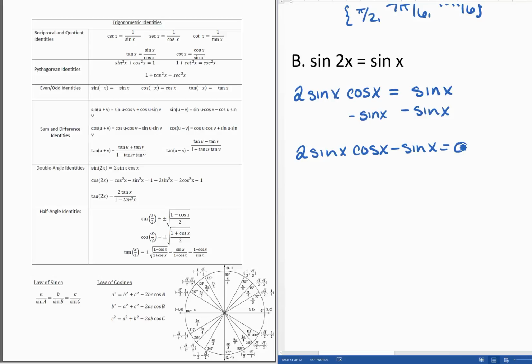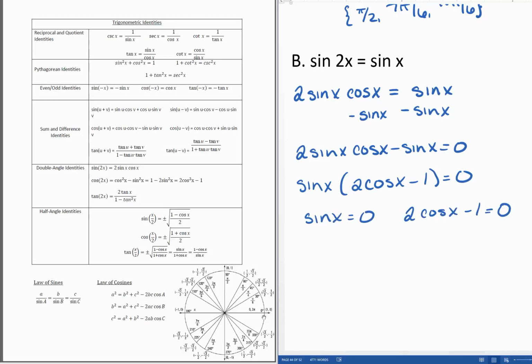Now I'm going to factor out a sine of x, since that's our greatest common factor. So we have sine of x times 2 cosine of x minus 1 equal to 0. Now that we have it factored into two things we're multiplying, we can set each of those equal to 0. So we want to know where sine of x is equal to 0 and where 2 cosine of x minus 1 is equal to 0. Sine is equal to 0 at 0 and at pi.